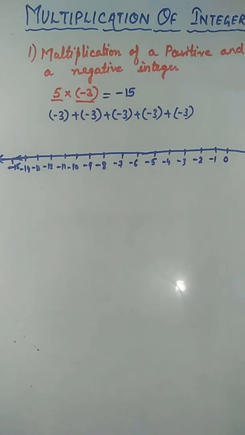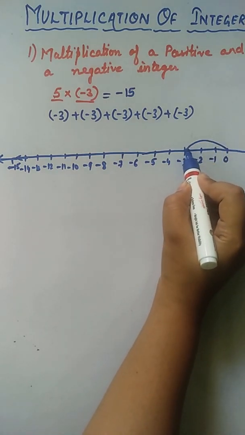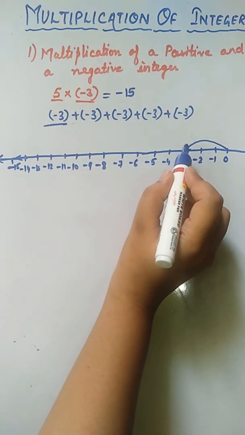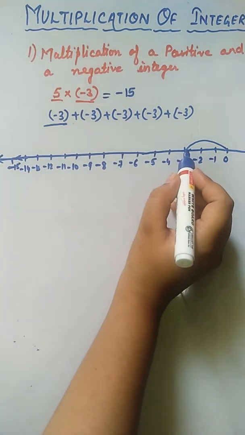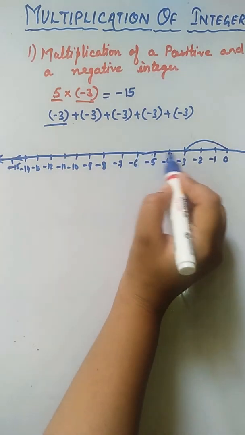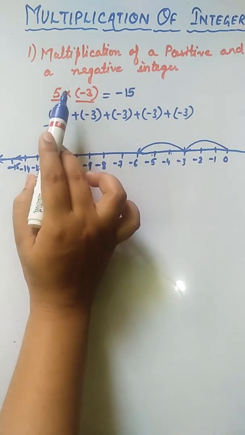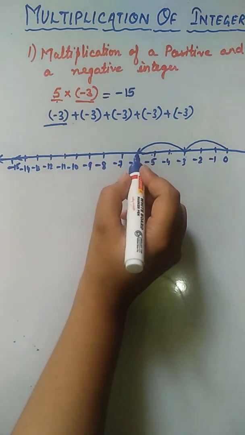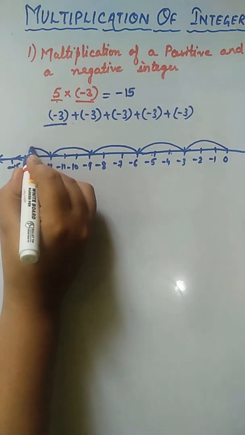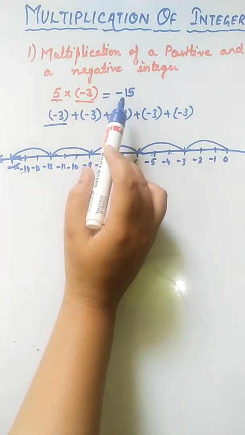So minus 3 plus minus 3. If you know how to add on the number line, first minus 3 is this. If we add one more minus 3 to that, we will go to the negative side on the number line. So we will move 3 more times: 1, 2, 3. So we will reach minus 6. And how many times do we have to move? 5 times. So 1, 2, 3, 4 and 5. So where have we reached? We have reached minus 15.